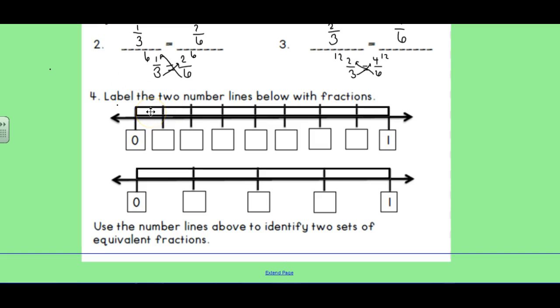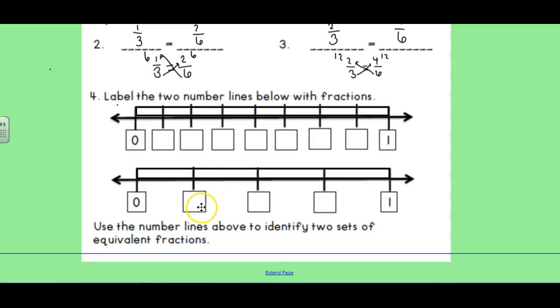So on this first number line, the top one, we've got 1, 2, 3, 4, 5, 6, 7, 8 equal parts. So that tells me that this number line is going to have fractions that have a denominator of 8. And then down here on the bottom number line, this has 1, 2, 3, 4 equal parts. So these fractions are going to have a denominator of 4.